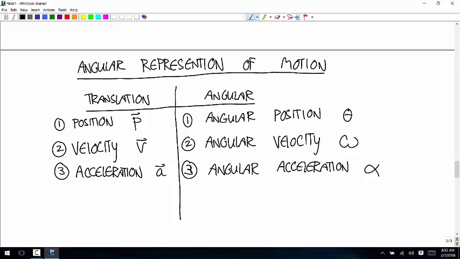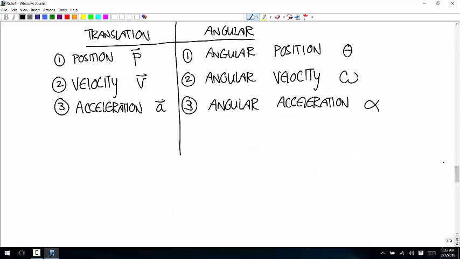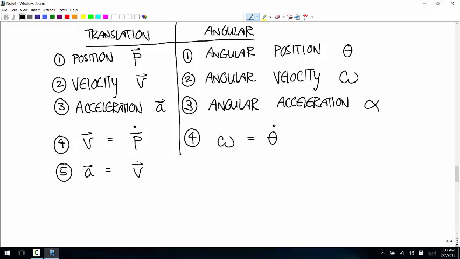And then the relationships that hold for the translational quantities also hold for the angular quantities. So velocity is the time derivative of position. That's also true for angular position and angular velocity. Omega is the time derivative of theta dot. And then the acceleration vector is the time derivative of the velocity vector.